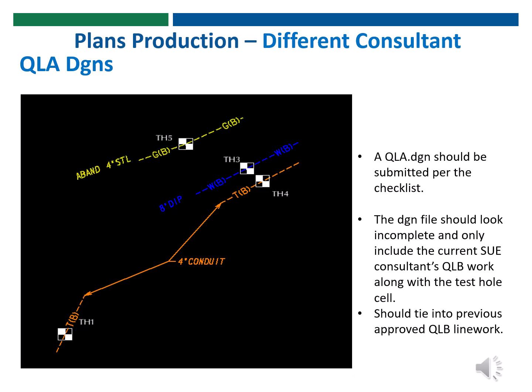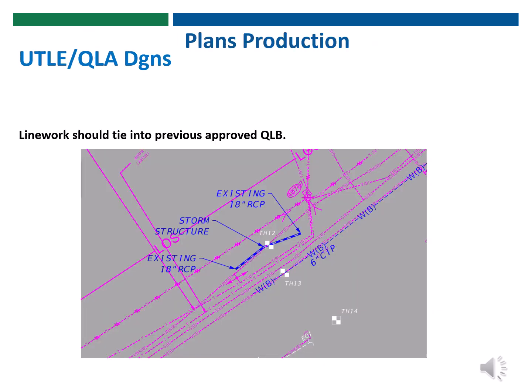This is an example of the QLA DGN, which is submitted per the checklist. You'll see the test hole cells and the designating line work completed by the QLA consultant. This line work should tie into the previously approved QLB line work. And please refer to ASCE 38 and the GDOT scope of services for any additional information. In this image, you'll see the line work designated for test hole 13 tying into the previously approved QLB line work.